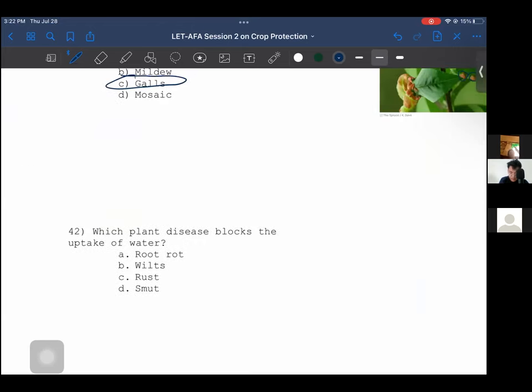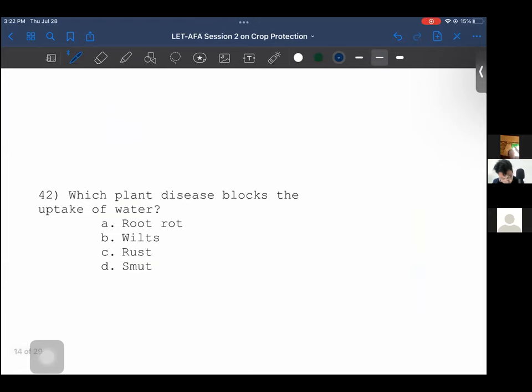Next. Ito. Which plant disease blocks the uptake of water? So, dito pa lang actually, makikita na natin sa question, blocks the uptake. That is actually a context clue. Kapag sinabi nating uptake, from baba to taas, di ba? So doon pa lang, makukuha tayo, baka nasa root to. Nasa root to, root rot. Actually, root rot is a huge problem for farms, hydroponic farms. Kasi ang root rot, mamamatay na lang yung halaman mo, hindi mo na alam. Hindi mo alam na nasa root pala yung problema nito.